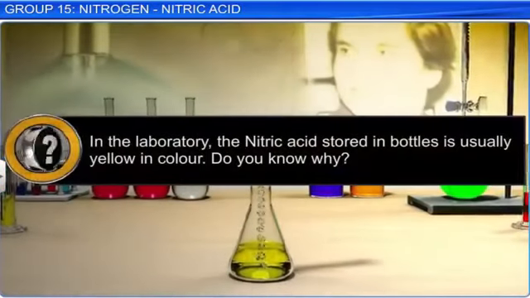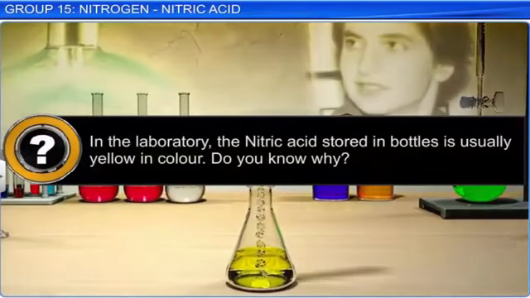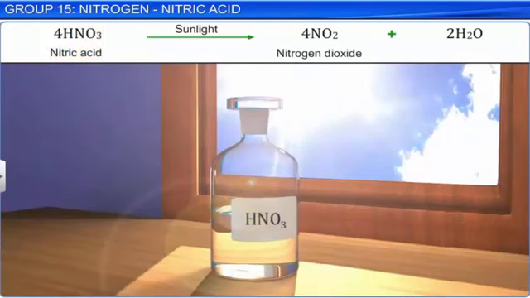In the laboratory, the nitric acid stored in bottles is usually yellow in color. Do you know why? Try to answer the question on your own before looking at the answer. Nitric acid undergoes photochemical dissociation to produce brown nitrogen dioxide gas. The brown nitrogen dioxide dissolves in the colorless nitric acid, turning it yellow.